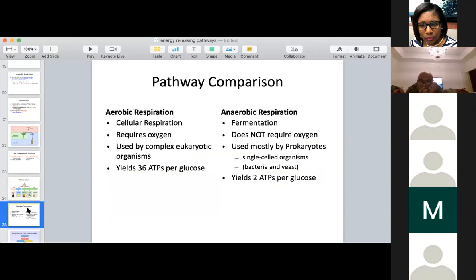So in conclusion, there's a pathway comparison here. You should definitely be able to compare what's happening during these pathways in the presence or absence of oxygen, okay? So we have aerobic respiration and anaerobic respiration. Aerobic respiration is a cellular respiration process that requires oxygen, and it is utilized by eukaryotic organisms, and it results in a net yield of 36 ATP molecules per 1 glucose that we break down.